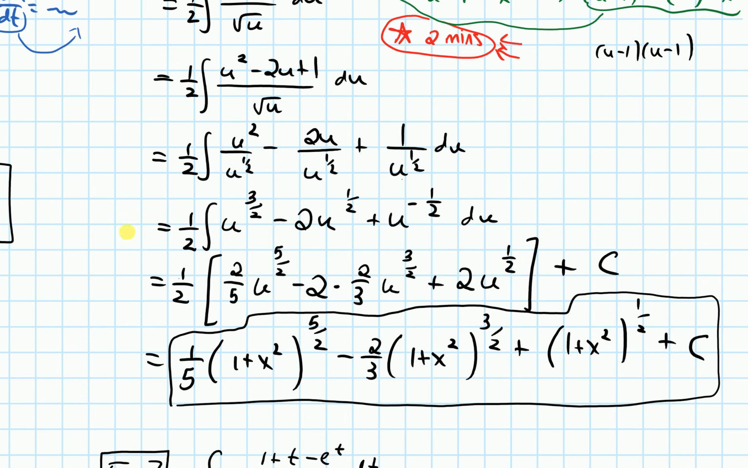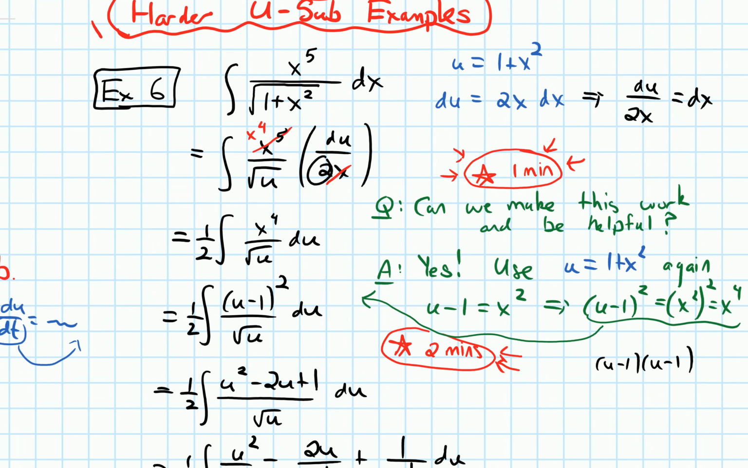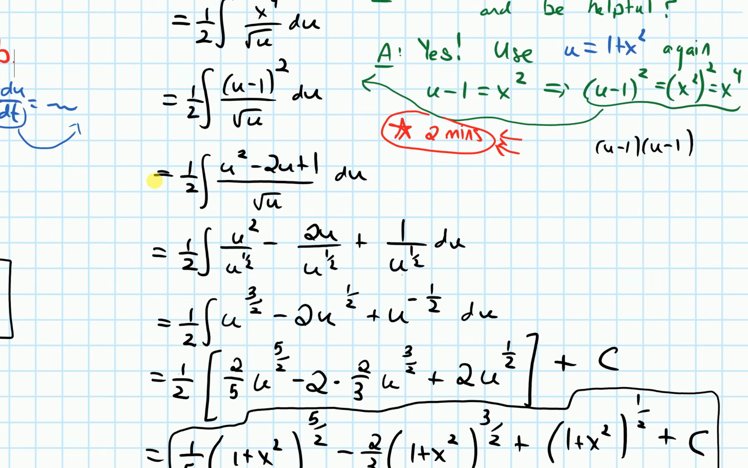So the key here was that u sub initially, when I did it, gave me this integral here. I wasn't able to completely eliminate the x's, but I could use my substitution one more time to convert it completely in terms of u, so that I ended up with an integral that was easy enough to evaluate. So sometimes that'll happen when I do u sub questions. Let's look at one more example in this video.